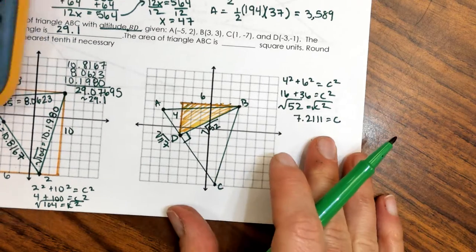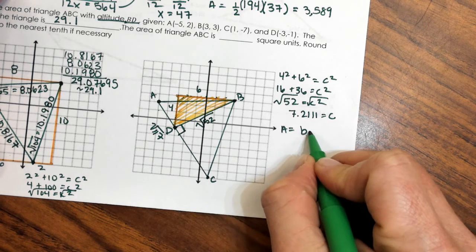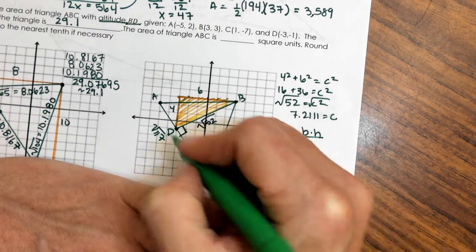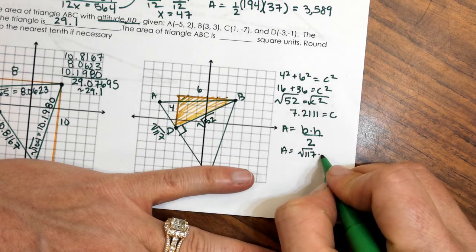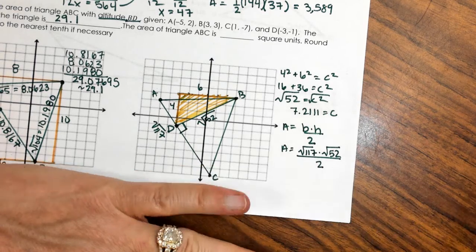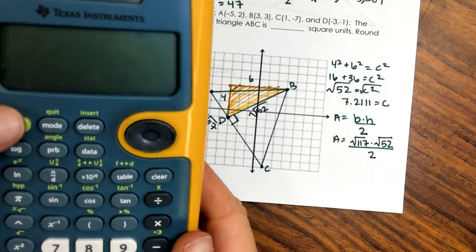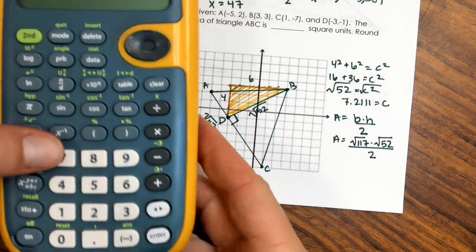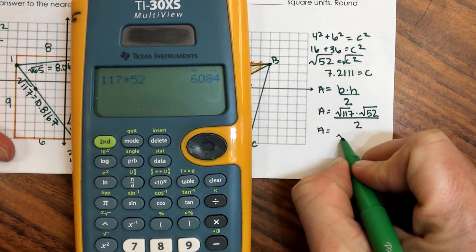So don't forget, we need our area. Our area is 1/2 base times height, or base times height over 2, right? And so our area equals, our base is the square root of 117, and our height is the square root of 52 all over 2. And I like to leave it in the square root, or in the radical form, just in case. 117 times 52 equals a perfect square, and it actually does. So the area is equal to the square root.